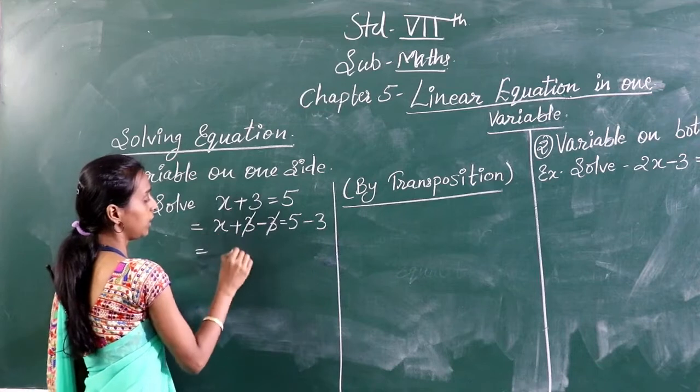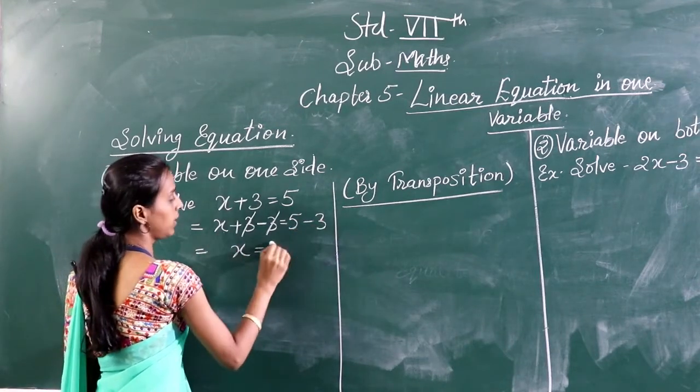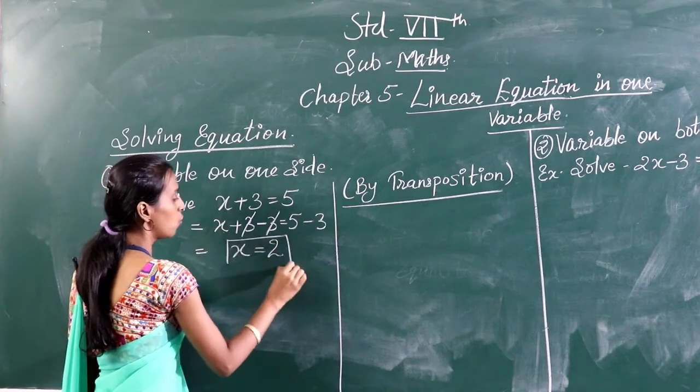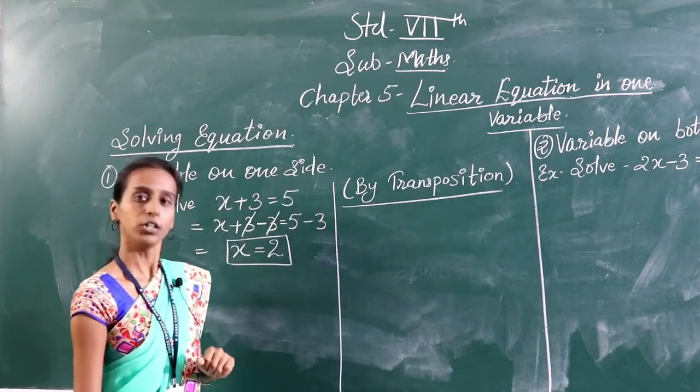Then what will we get? We will get only x, that is our variable, equals 5 minus 3, which is 2. So what is the value of the variable? The value of the variable x is equal to 2.